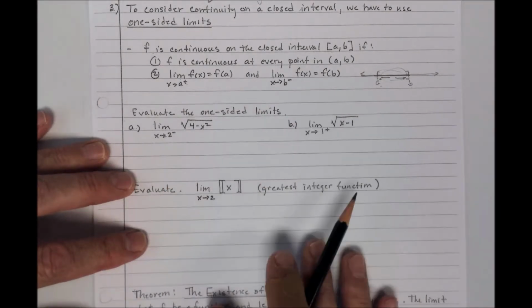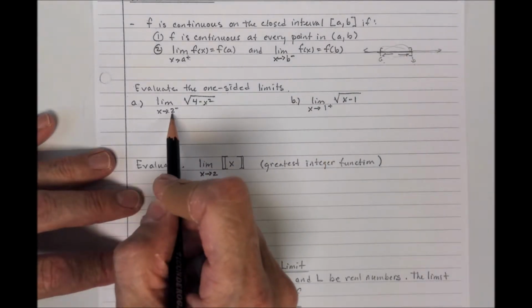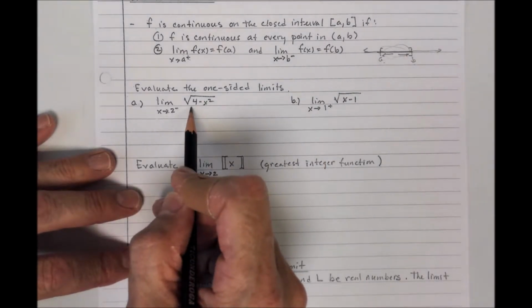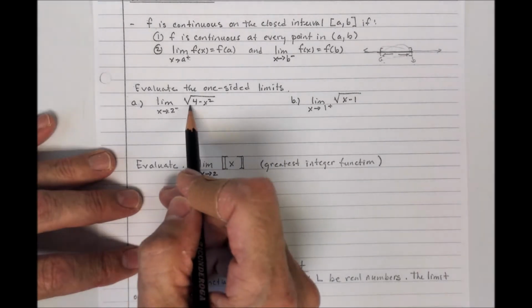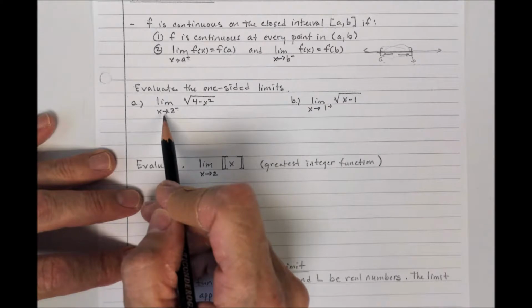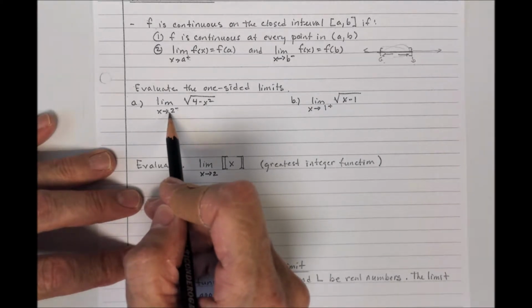All right, so now let's consider these one-sided limits. As x approaches 2 from the left of the square root of 4 minus x squared. As x approaches 2 from the left, that would be like 1.9, a little bit smaller than 2, 1.99, 1.999999.